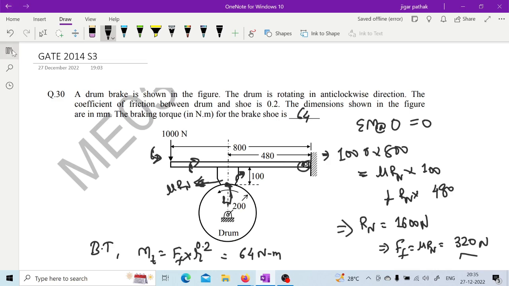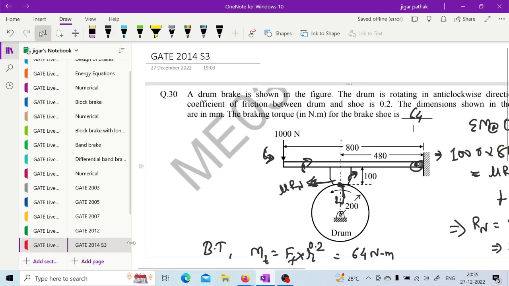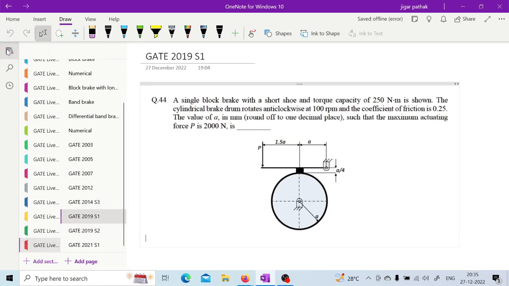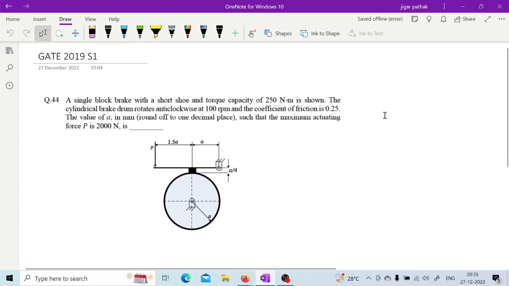Yes, sir. Okay. So now let us go for this. A single block brake with a short shoe and torque capacity of 250 Newton meter is shown. The cylindrical brake drum rotates anticlockwise at 100 rpm and the coefficient of friction is 0.25. The value of A in mm, such that the maximum actuating load is 2000. You can calculate this, I guess. It is simple. Yes or no? Yes, sir. So quickly calculate this.